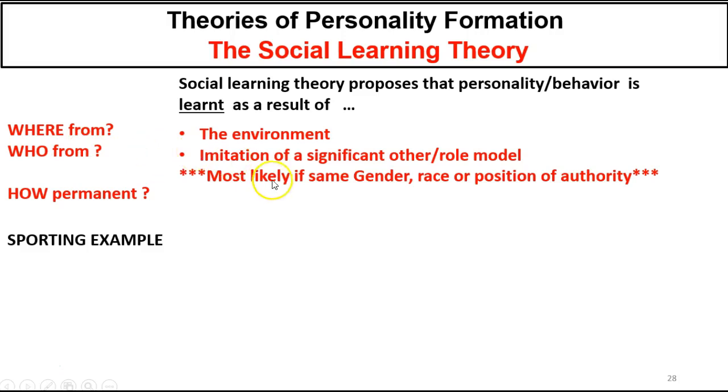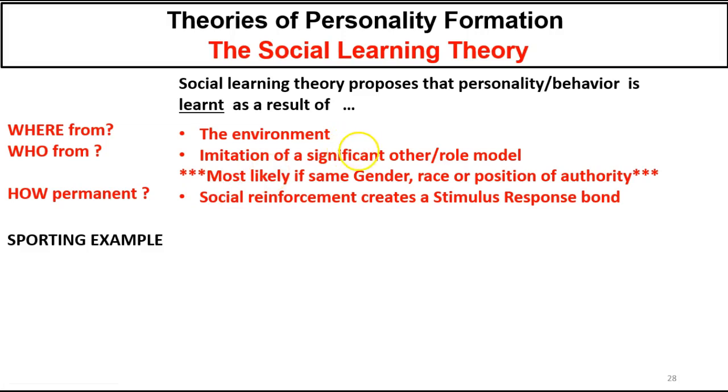Well, who? We imitate significant others or role models, and I'll put in here at the start, most likely for the same gender, race, or position of authority. These things make imitation way more likely, and these are really good extension, high level vocabulary to put into your answers if you get the chance. So if we imitate a significant other or a role model, how does it become permanent? Well, it becomes permanent when it's socially reinforced, and this allows us to create a stimulus-response bond.